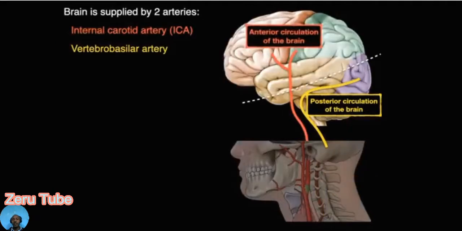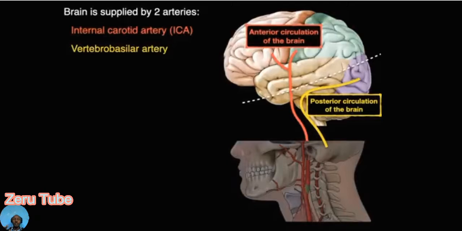So the anterior circulation and the posterior circulation of the brain are supplied by the two major arteries, the internal carotid artery and the vertebral basilar artery. The dotted line we drew separates them: below the line is the posterior circulation of the brain, and above it, superiorly, is the anterior circulation of the brain.